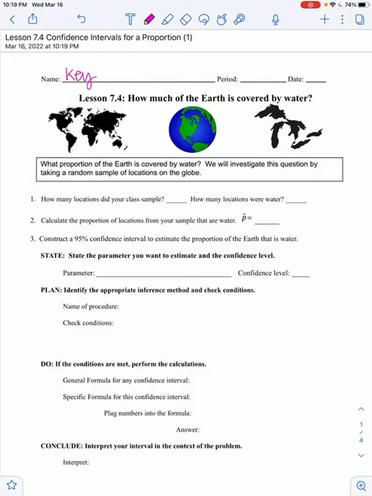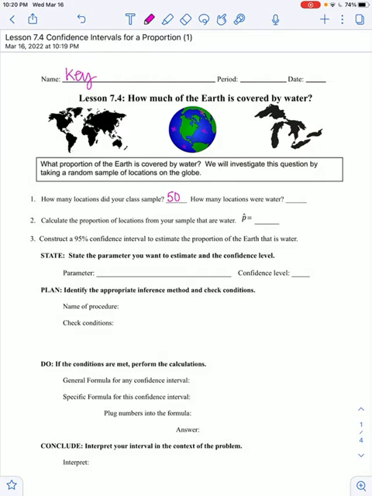Our confidence interval is going to be based upon what proportion of the earth is covered by water. And we're going to investigate this question by taking a random sample of locations on the globe. Because I'm not there, we unfortunately can't do this as a class. But the idea is that we would take 50 samples, and then see how many locations were water of these samples. So the idea is we would randomly pick spots on the globe and determine if we landed on a spot that had water or not.